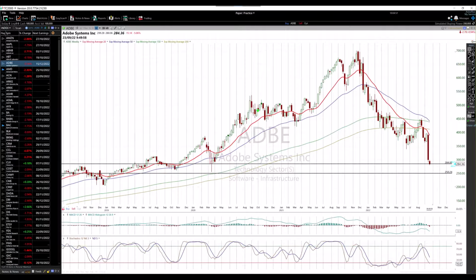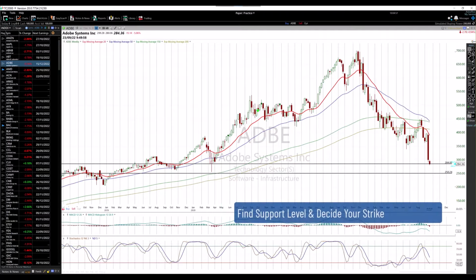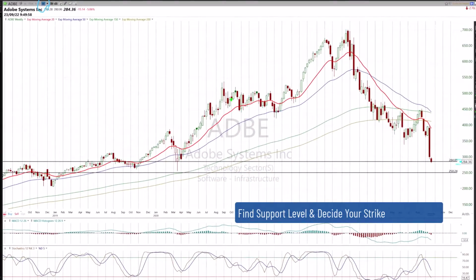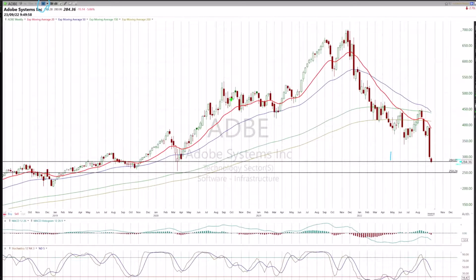Then, Adobe is undervalued. Our second checkpoint is to find our support level and decide our strike price. To do that, we need to check if the price has retracted to a good support level. Looking at the chart on weekly candles, we can see that Adobe is back to this support line, as you can see there. And now Adobe is back to the same support line where the price today is $284. So we think a strike of around $250 would be a very good strike for our trade today, which is around this low, as you can see right there.